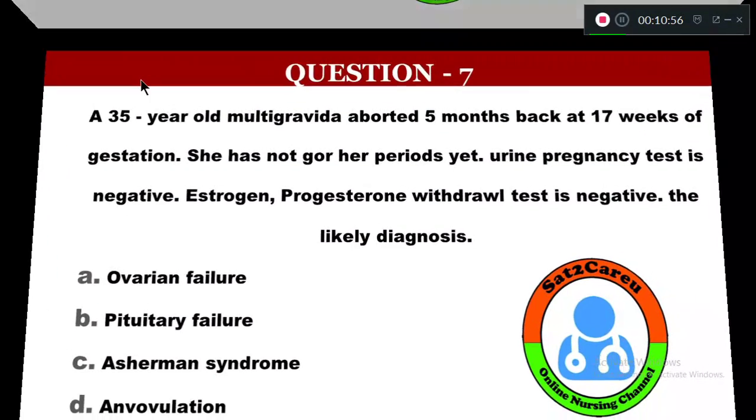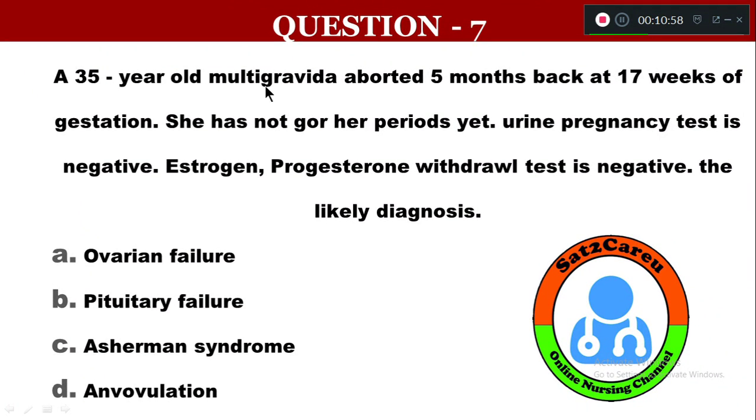Now let's see question number 7. A 35-year-old multigravida aborted 5 months back at 17 weeks of gestation. She has not got her periods yet. Urine pregnancy test is negative. Estrogen progesterone withdrawal test is negative. The likely diagnosis is option A, ovarian failure, B, pituitary failure, C, Asherman syndrome, D, anovulation.